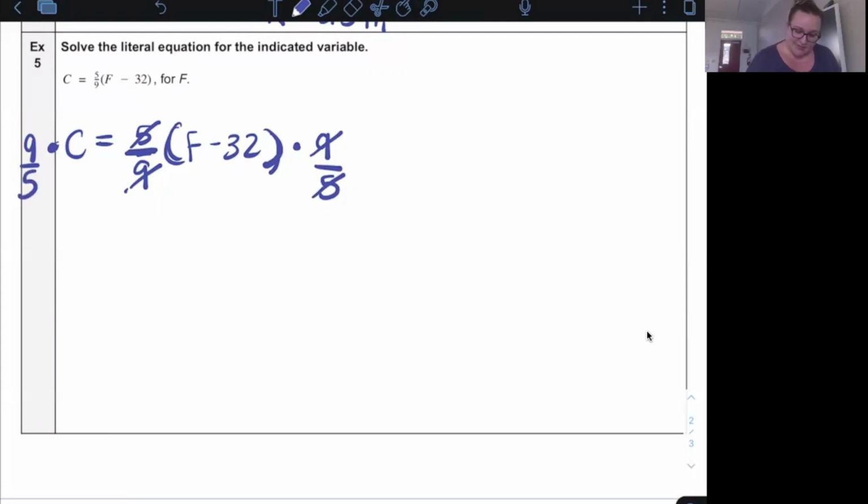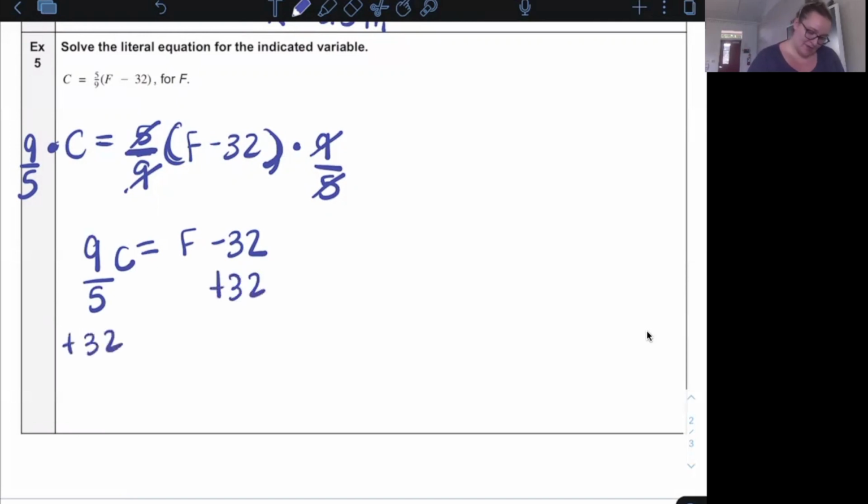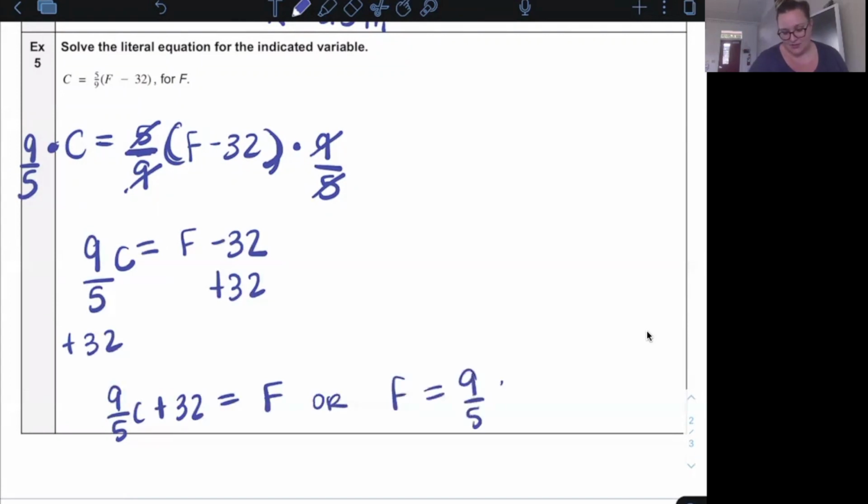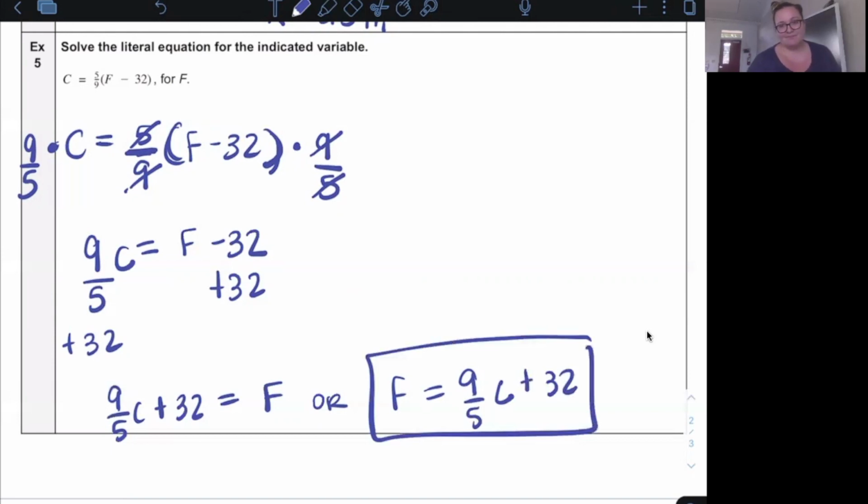So that side of the equation is f minus 32. And then this side becomes 9/5 times c. It's as simple as that. Now add 32 to both sides. So f is equal to 9/5 c plus 32. Or you can write it as f is equal to 9/5 c plus 32. Either way will work. And there we go.